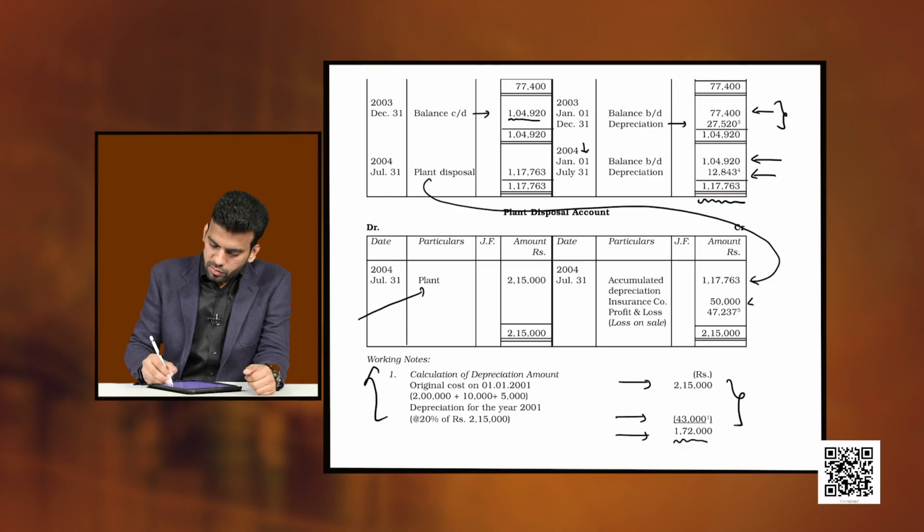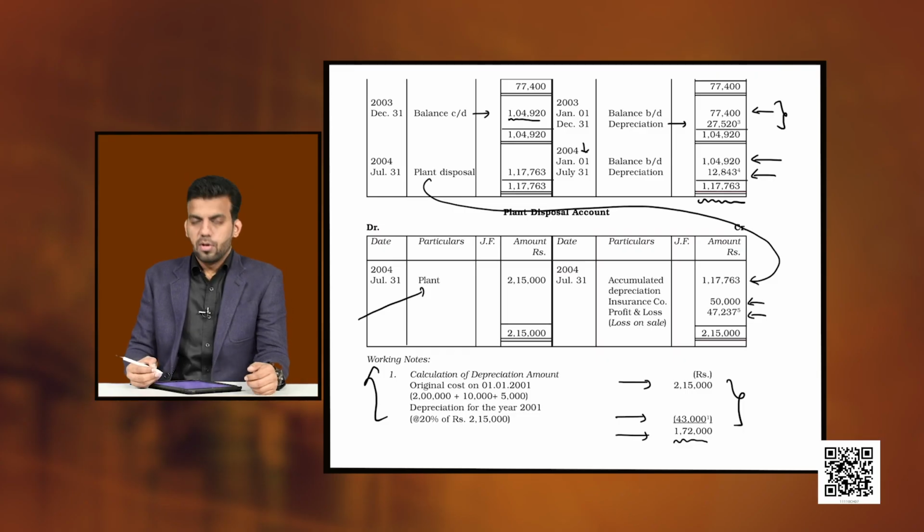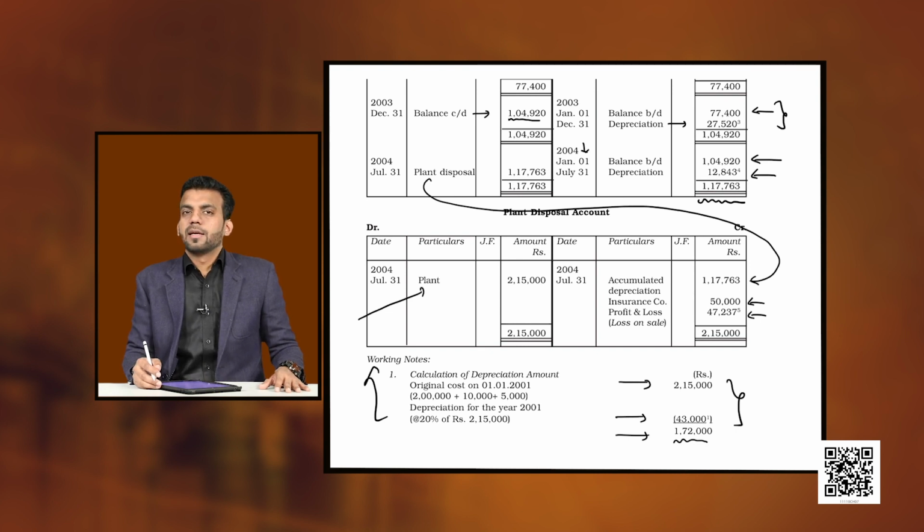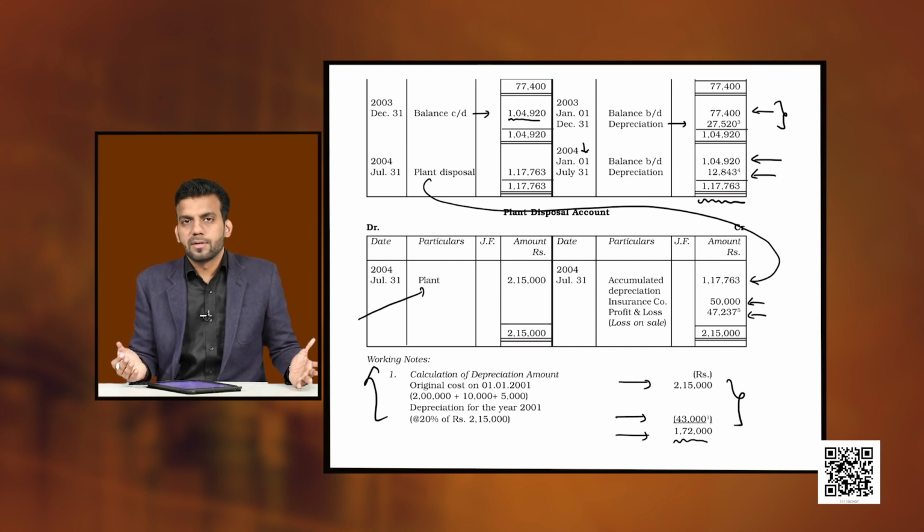So, here I show it in the asset disposal account. You sold it for 50,000 and this is your loss. And this is how these three accounts come to an end. The treatment of accumulated depreciation, disposal account and the primary thing, the asset account, come to an end.